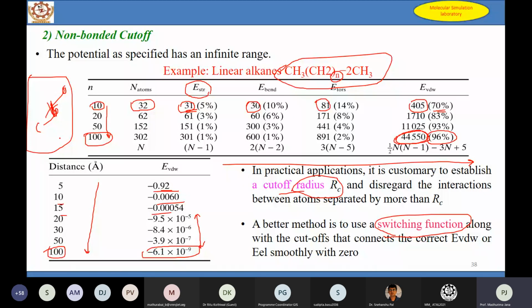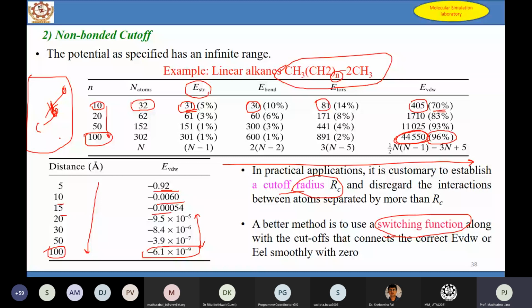But one problem is that when I just put in a cutoff, the energy of the system is going to change suddenly. There will be an abrupt change in the energy. So how do we control that? For an abrupt change in energy, we can use a switching function, which will smoothly change our potential energy to zero.